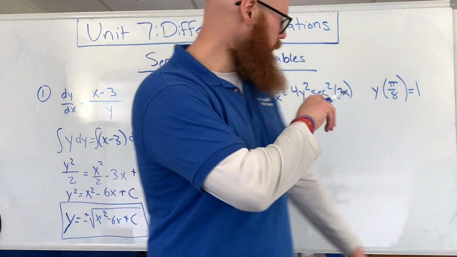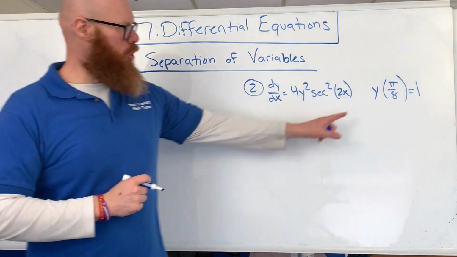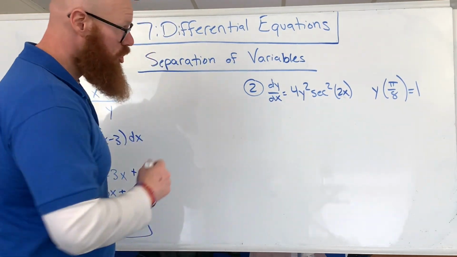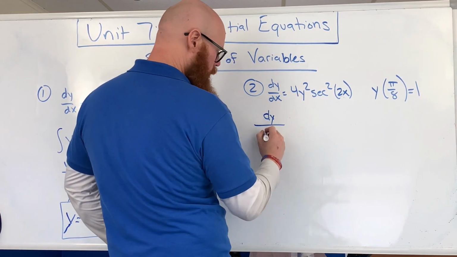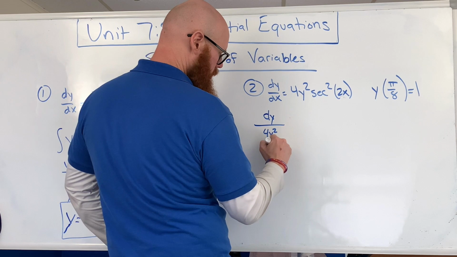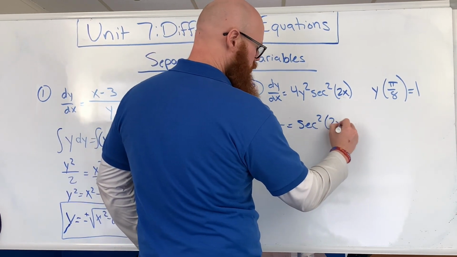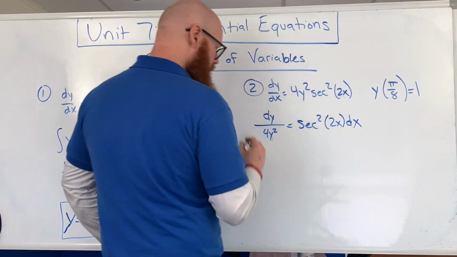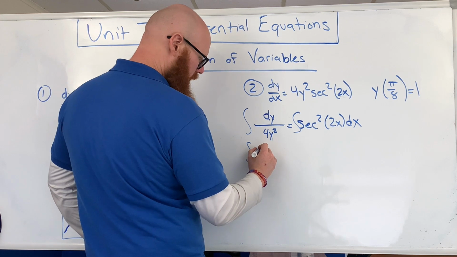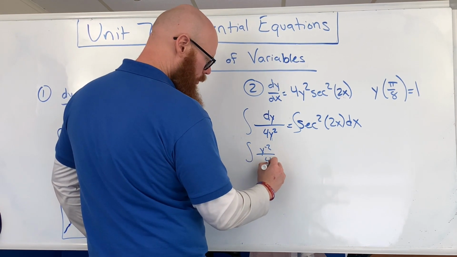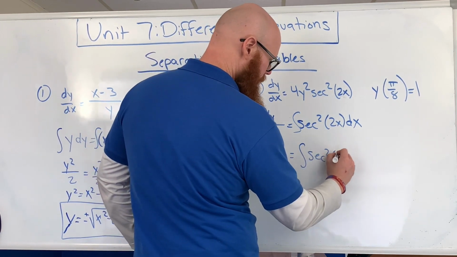All right. Now let's look at a particular solution, because they give us what's called an initial value. But the start of it is the same. So I'm going to do dy, and I'm going to divide by 4y squared. And then I'm going to bring the dx to the other side, so secant squared of 2x dx. And I'm going to integrate both sides. This one I'm going to think of as y to the negative 2 over 4. And this one I'm just going to keep the same.